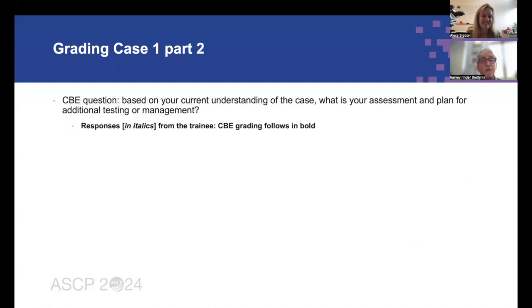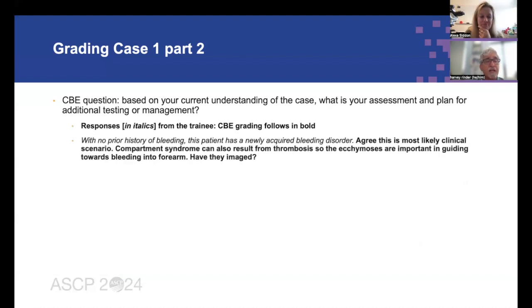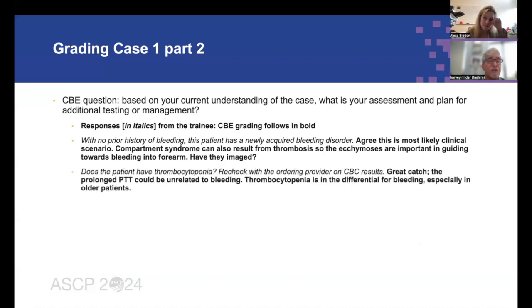Okay, now let's go on to part two. Again, we're asking to re-show their assessment and plan for additional testing or management. Here are the responses from the trainee, and in bold is our grading. The trainee assessed that the patient has a newly acquired bleeding disorder, and we agree that's the most likely clinical scenario. Compartment syndrome could also result from thromboses. That's why the ecchymoses are so important in guiding the assessment that there was bleeding in the forearm. One could ask, did they image the forearm to rule out a thrombosis, but that's not critical.